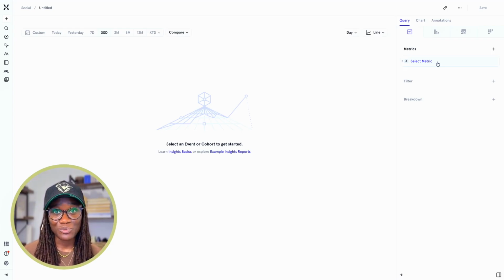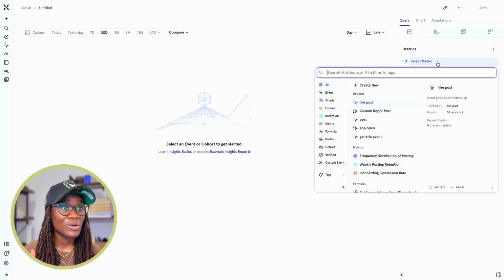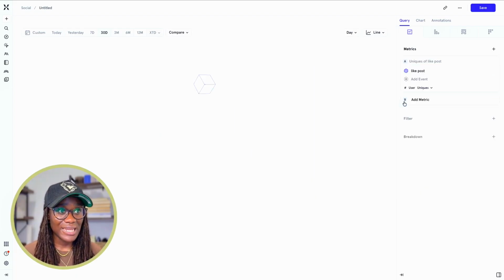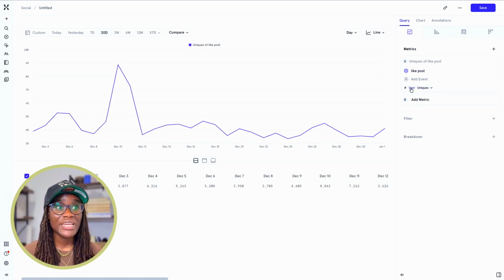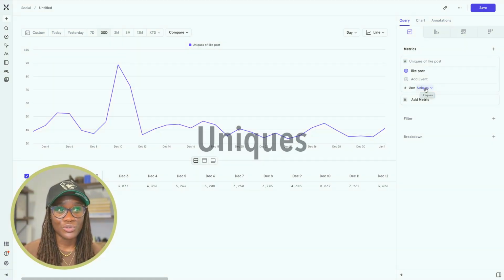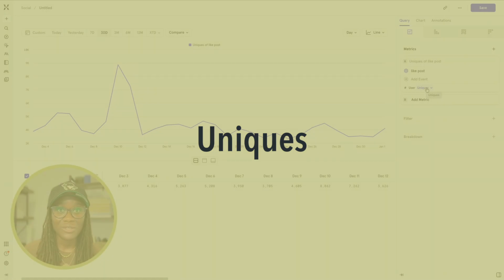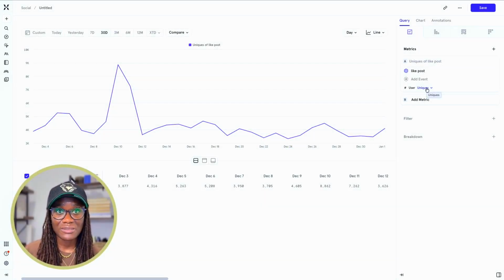Remember I said Mixpanel metrics are events combined with how you choose to measure those events. So let's get started with an event and explore the ways by which you can measure that event. The event we're going to be exploring today for this use case is like post. Again, think about your typical social media app where you're liking a post. When you select the event, Mixpanel provides you a default for how you can measure that event. Typically, it defaults to uniques.